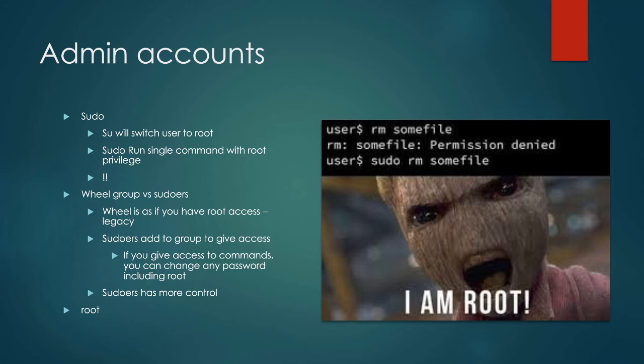Now, when we have the different groups on our server, we are going to have some people that we would like to give extra access to. For example, junior admins might need more access than the average person. So there's actually two options for that. There's the wheel group and the sudoers group.